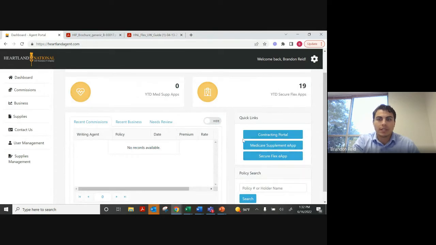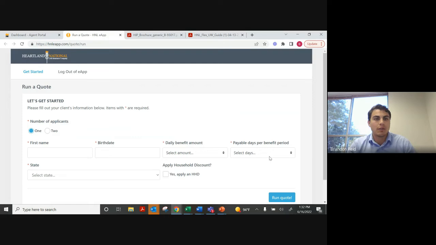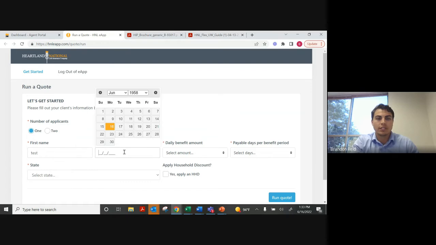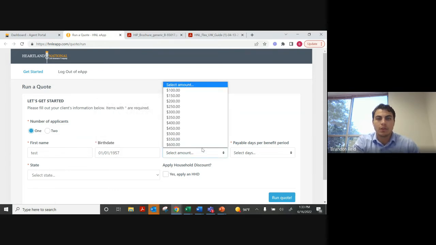Our MedSup e-application is available and powered by CSG, and our Secure Flex Hospital Indemnity e-app is also available. However, we built this one in-house and love it. It gives you the ability to run an application for 2 individuals at the same time, if you choose to take advantage of that. Again, the second policyholder does not have to pay their $25 application fee. But look how easy it is to just plug and play.